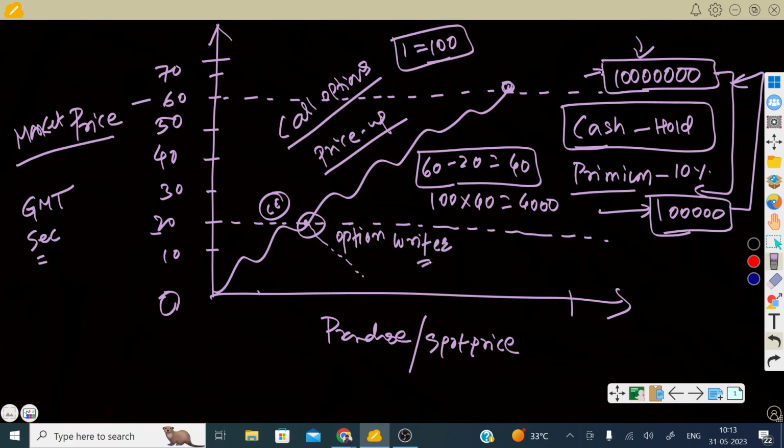When you paid the premium, that premium is received by the option writer. And in this case, you have earned a profit, which means the writer will bear your entire profit, whatever profit you have received. So now, if someone writes the option, it means he or she has an expectation of a price drop, a price decline, decrease or down.